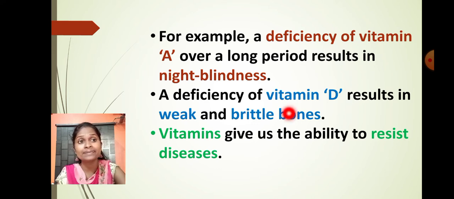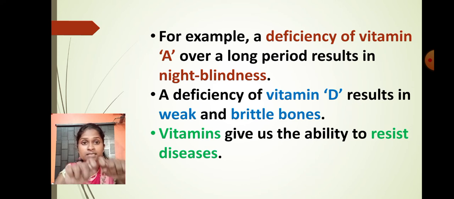If there is a vitamin D deficiency in your body, because you don't drink milk or eat eggs, etc., then your bones will become weak and brittle. Brittle means substances which can break down very easily. So if you don't have enough vitamin D in your diet, bones will become weak and brittle. Is that clear? And why are these vitamins important? Because these vitamins give us the ability to resist all types of diseases.